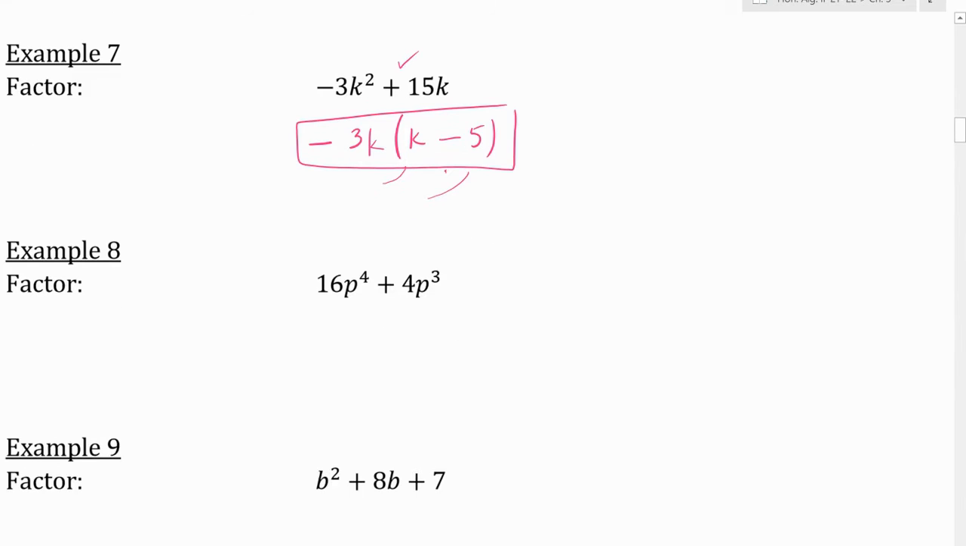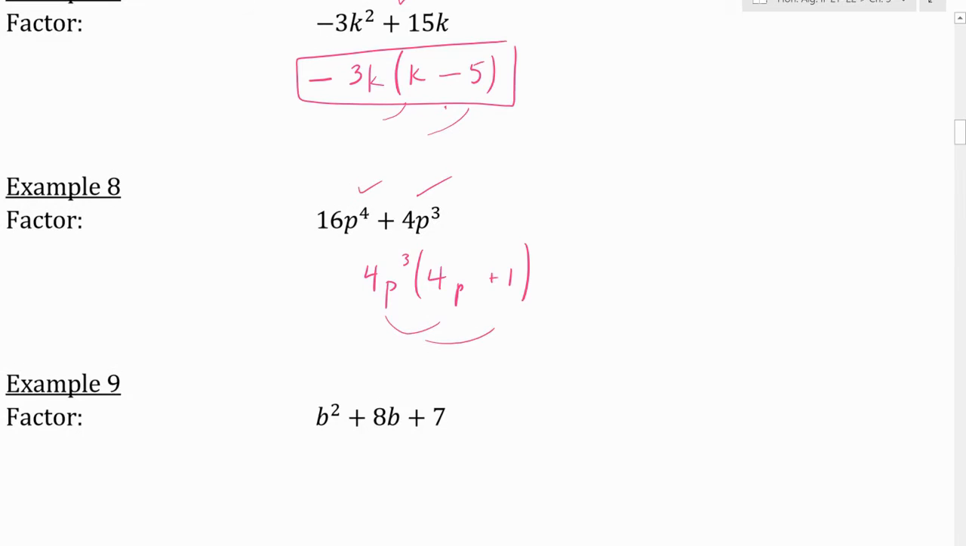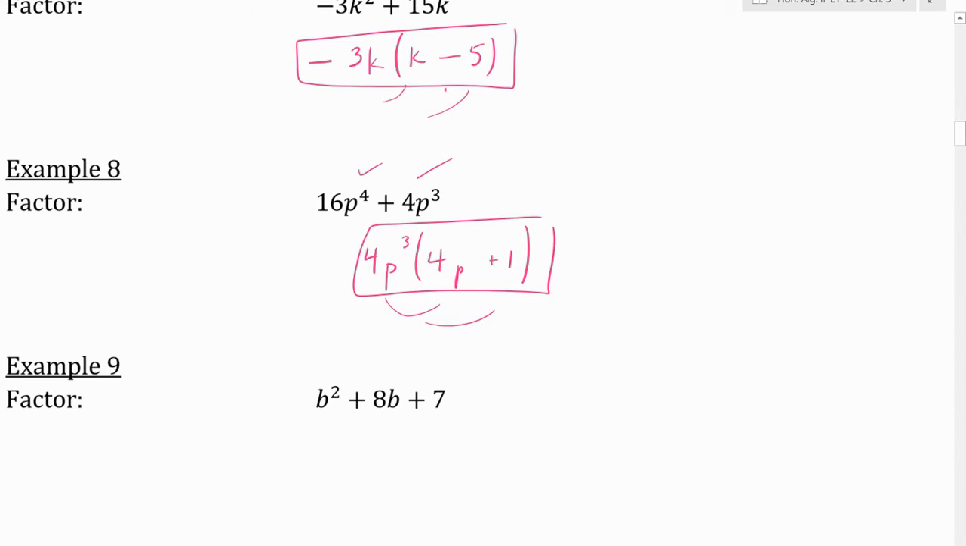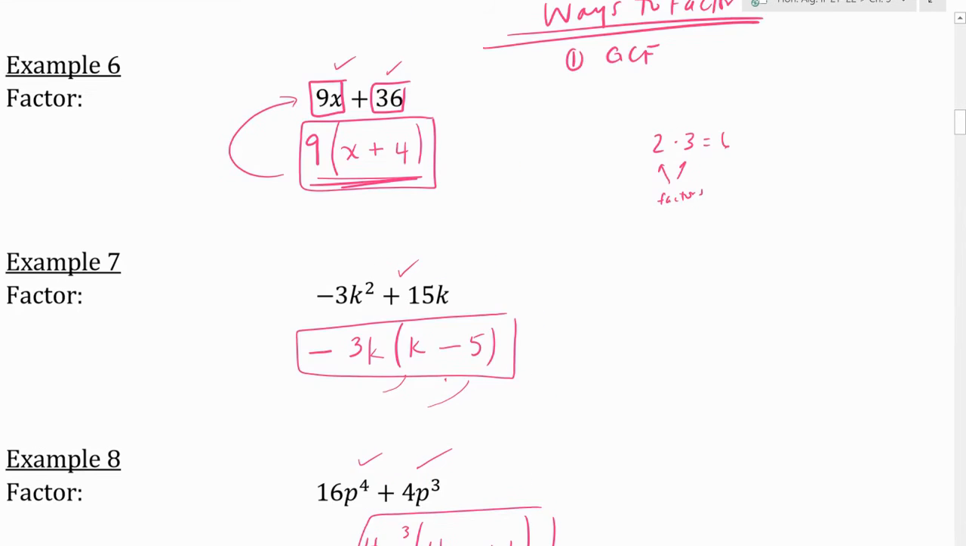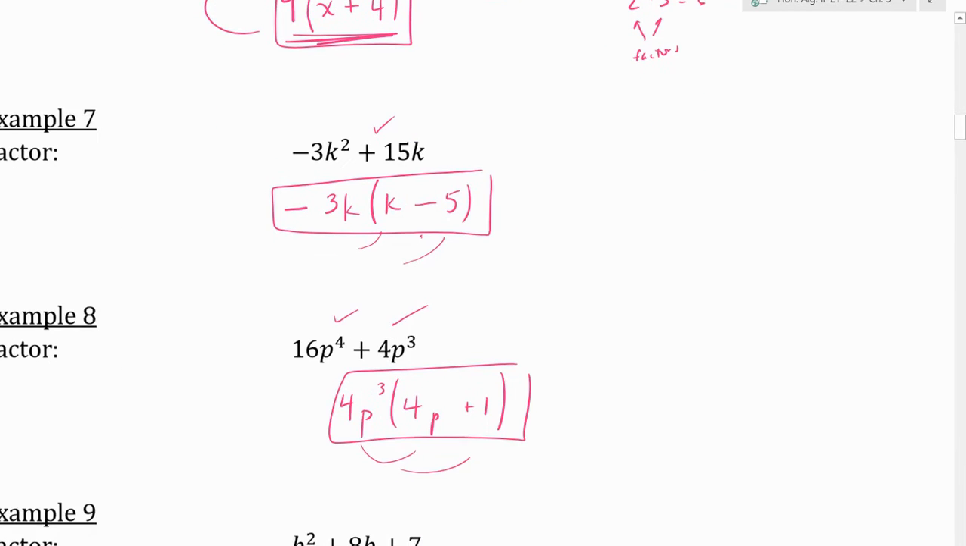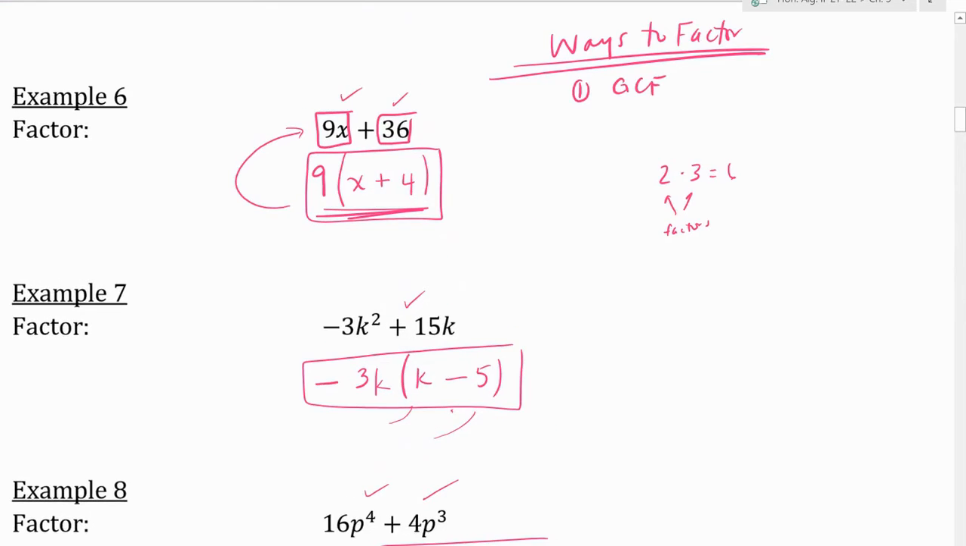Yep. This one's 16 and 4. Biggest thing that goes in both of them is 4. I could take P cubed out because P cubed is in both. So I need a 4P plus 1. Yep, we're good. All right, so those first 3 are just factoring the GCF.